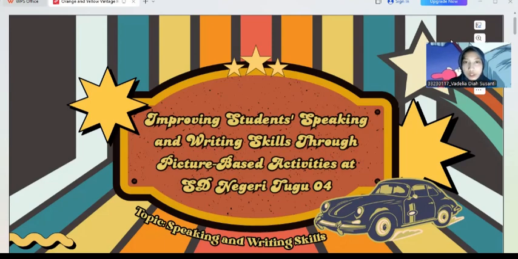We are from Group 4, and today we would like to present our research. The title is Improve Student Speaking and Writing Skill Through Picture-Based Activity at SD Negeri Tugu 04. Our presentation will cover the background of the study, research question, research objective, theoretical framework, analysis and discussion, classroom action research, micro teaching process, and finally the conclusion. So without further ado, let's move to the background of the study.